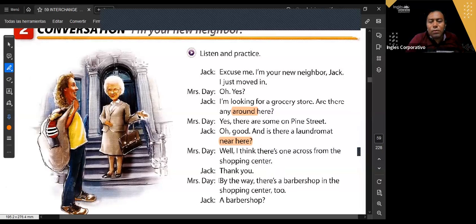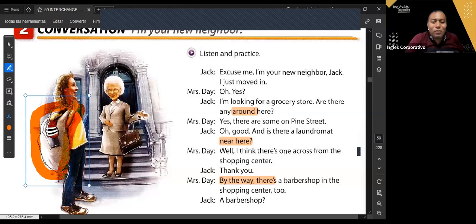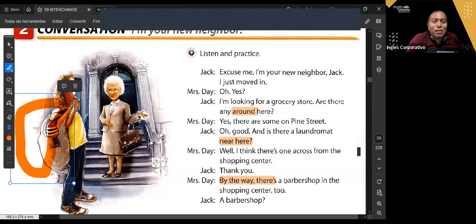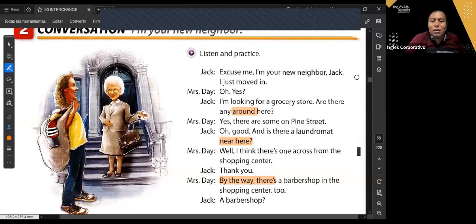Thank you. By the way, there is a barbershop in the shopping center too. Barbershop. He is looking for a laundromat because he is going to wash his clothes. That's the reason why he's looking for a laundromat. And she said to him that there is a barbershop.